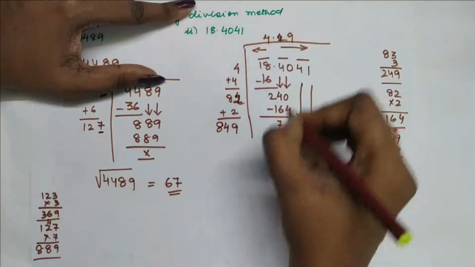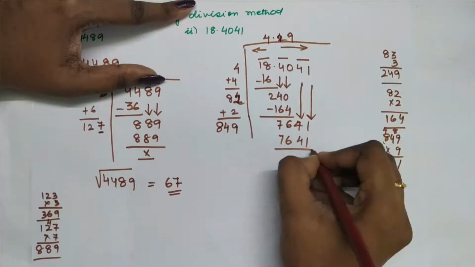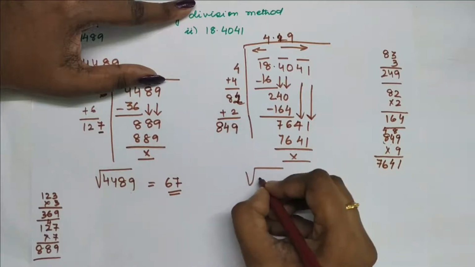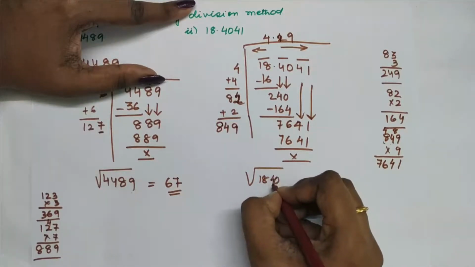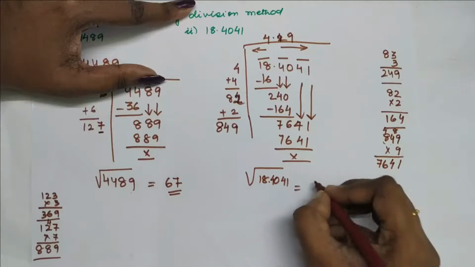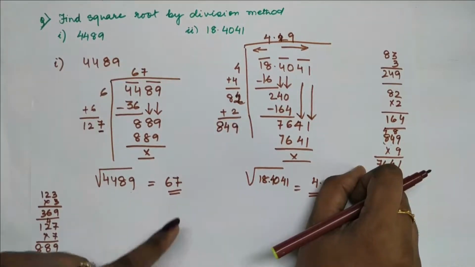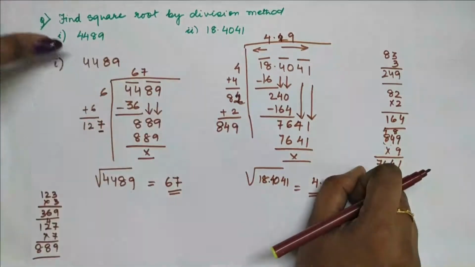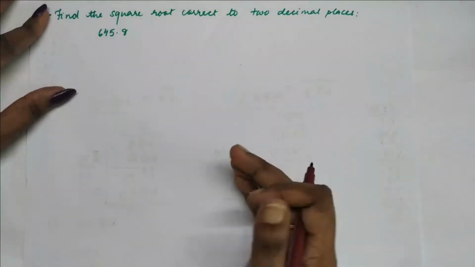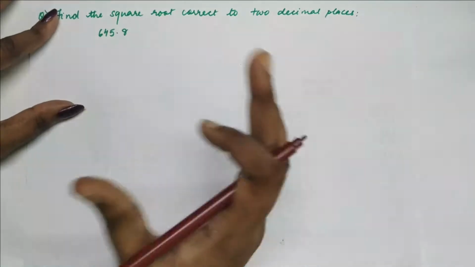We write a 9 here and write a 9 there. So our answer for root over of 18.04041 is 4.29. This is the long division or the division method for finding out the square root. So just quickly we will do one more sum to understand the concept.